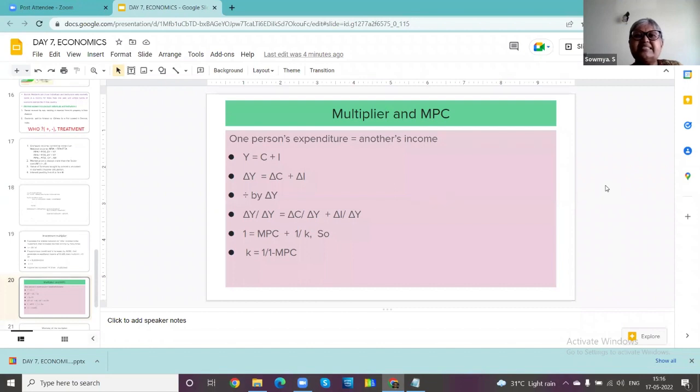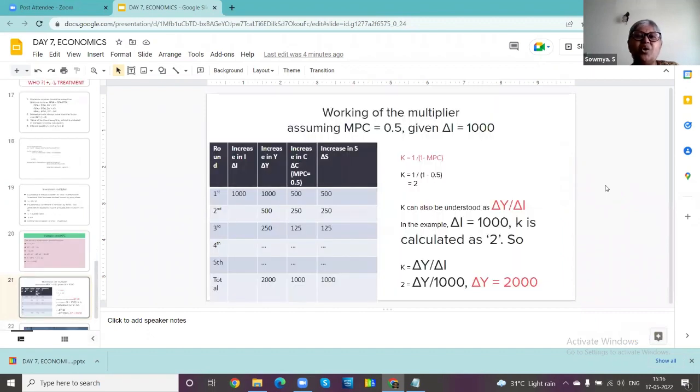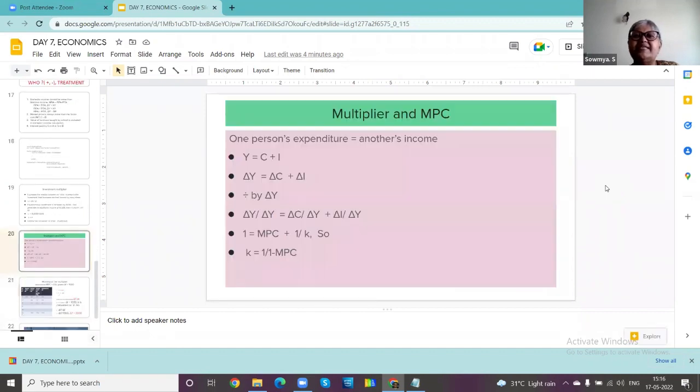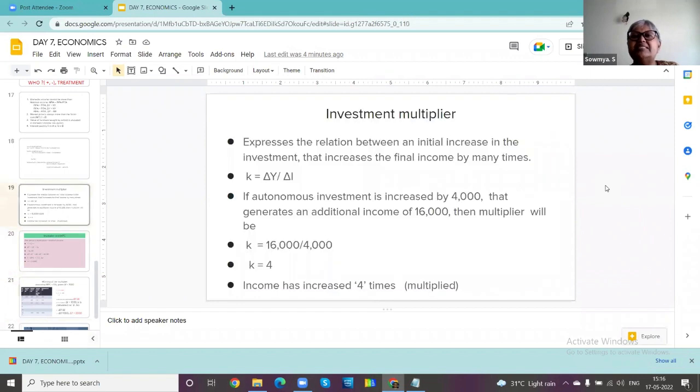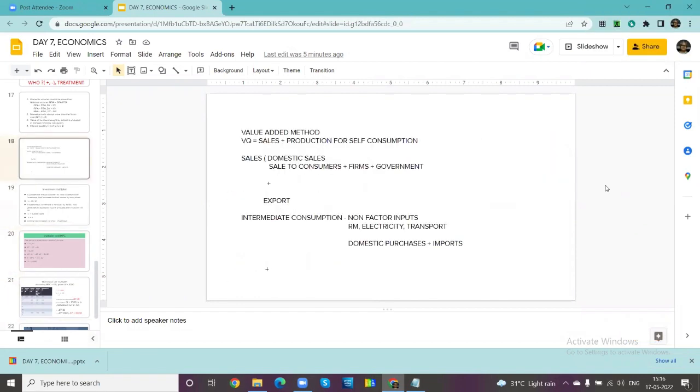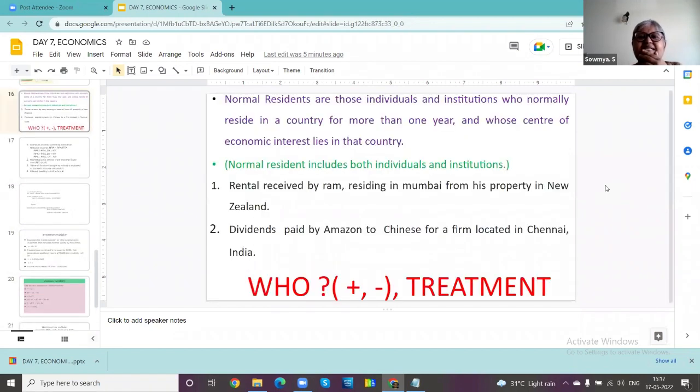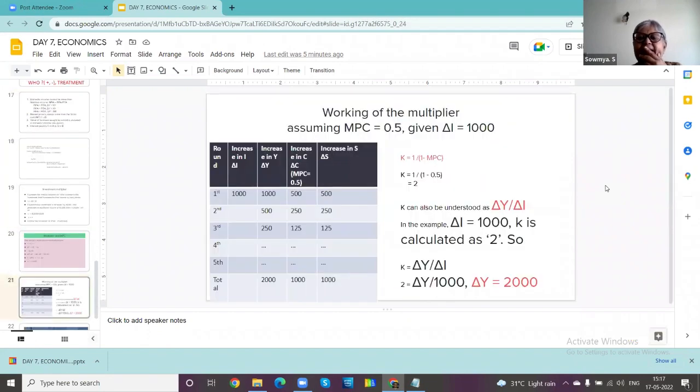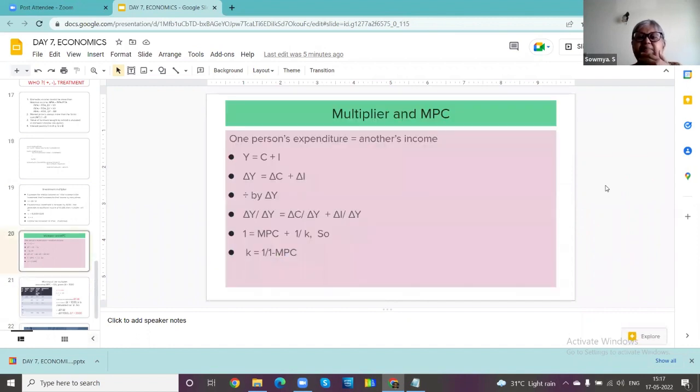Fine. So this is the multiplier and marginal propensity to consume. This is another area where students always go wrong. They don't know how to explain the multiplier and marginal propensity to consume. I think one of you had asked about the multiplier already.